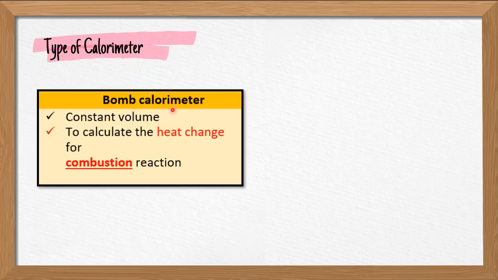Next, we want to look into the types of calorimeter. We have two types. One is the bomb calorimeter, which operates at constant volume. The bomb calorimeter is mainly used to calculate the heat change for combustion reactions.